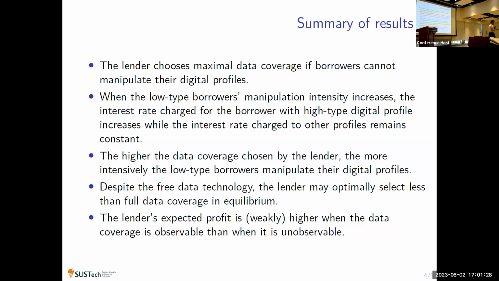The third point is, I think, the main mechanism behind this model. If you have higher data coverage by the lender, then the low type borrowers have a higher incentive to manipulate their profile. Again, I think the intuition is easier to understand if you look at the extremes. If the lender would not collect any data, well, then there's no incentive to manipulate the digital profile. Okay, then m is equal to 0.